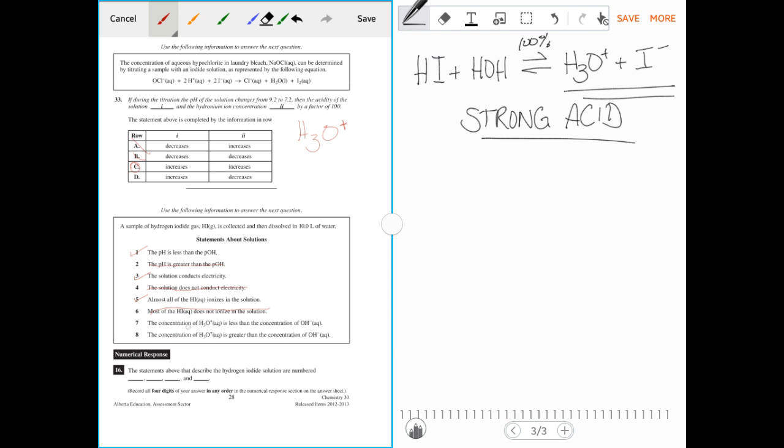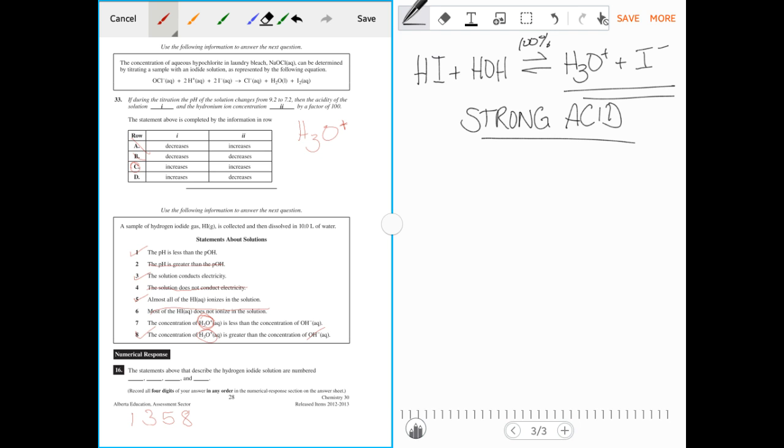Then it says the concentration of H3O is less than the concentration of OH. Okay, I would say that because it is a very acidic solution, we expect there to be lots of H3O. So 7 doesn't sound so good to me. And then 8 says the concentration of H3O is greater than the concentration of OH. I would say that sounds a lot better. And it is an acidic solution, so we'd expect there to be lots of H3O, not a lot of OH. So our numbers then are listed as 1, 3, 5, and 8.